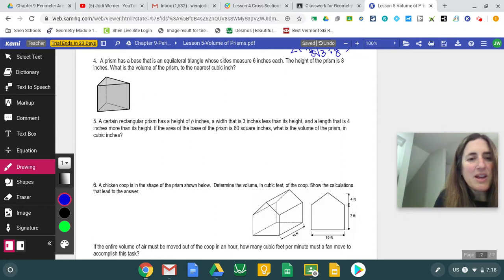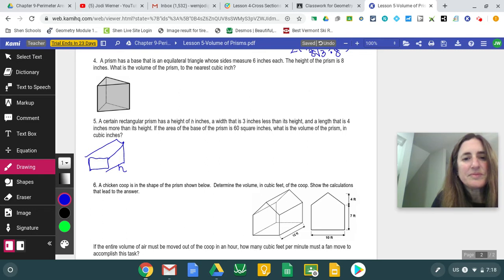So on number 5, we have this rectangular prism. Don't laugh at my drawings here. I'm awful. And it has a height of h inches. So we're going to say that's h. And a width that is 3 inches less than its height. Okay, so maybe this guy is h minus 3. And the length that is 4 inches more than its height. So h plus 4. Oh dear, I got a lot of h's going.